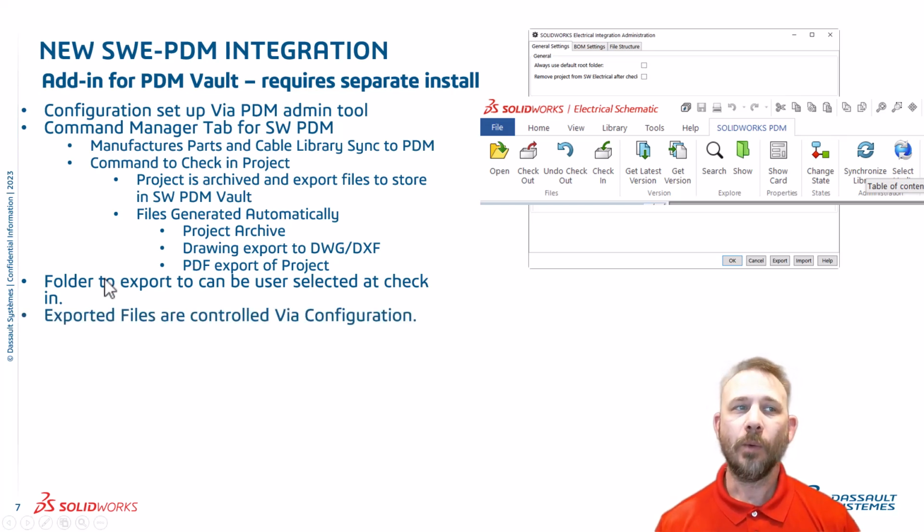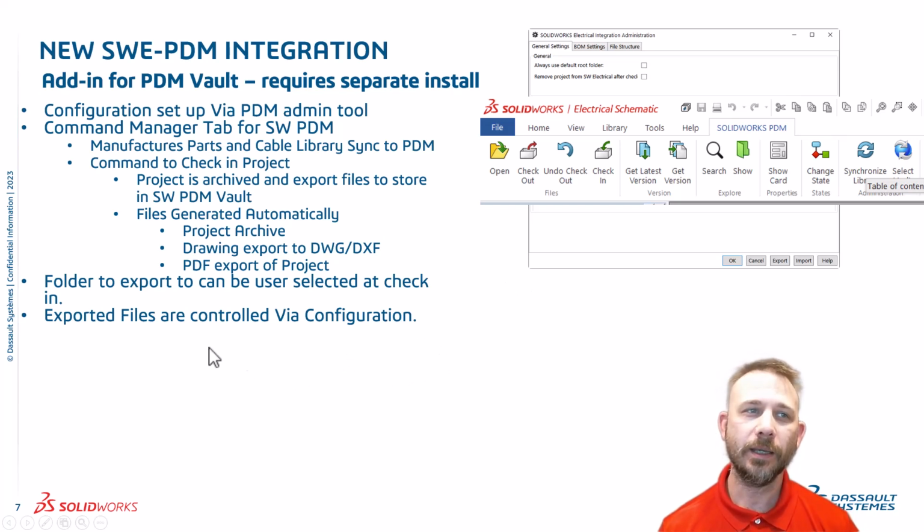Okay. One other option here I didn't mention is the folder to export can be user selected at check-in, right? So you have the option up here, right? Always use default root folder. Well, if you uncheck it, it will prompt users to do it, right? We also have an option to remove the project from electrical after check-in. So keeping your electrical project manager cleaned up nice and tidy, right?